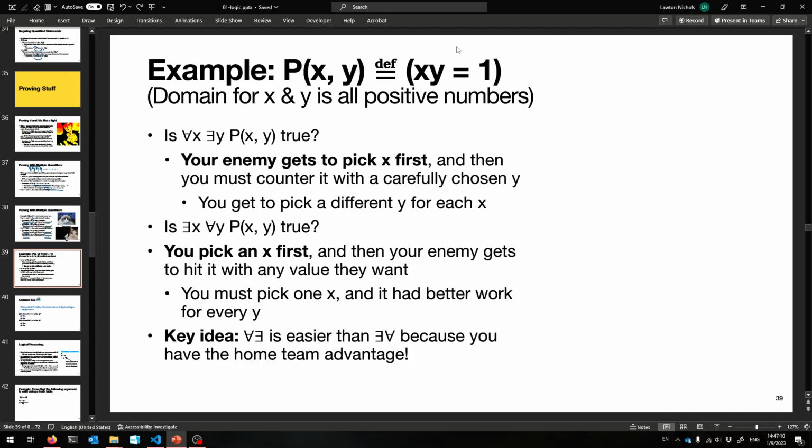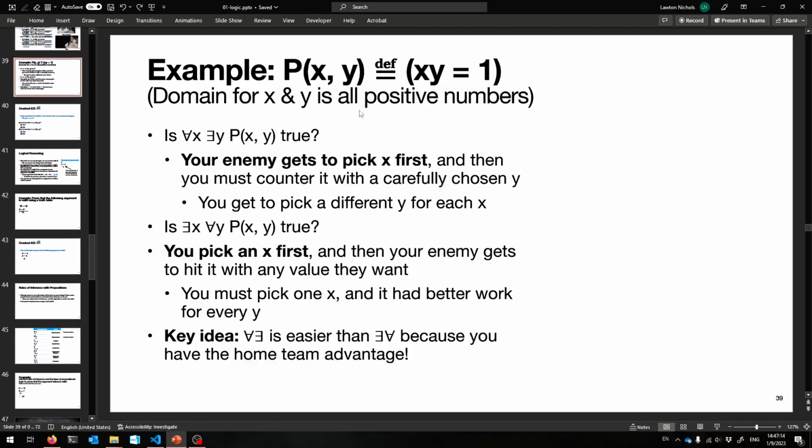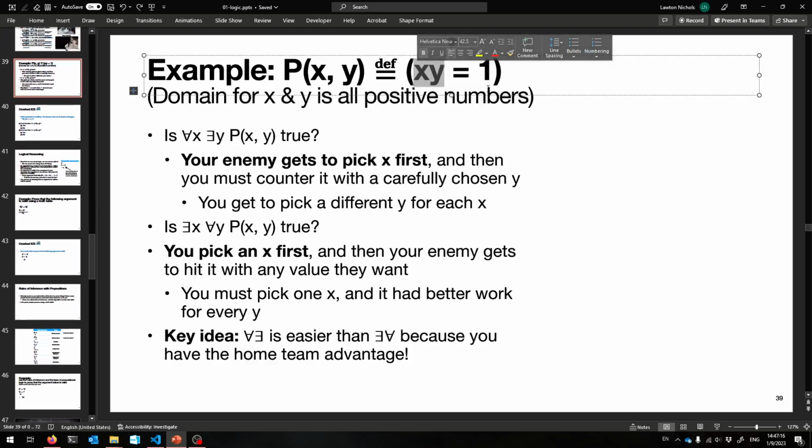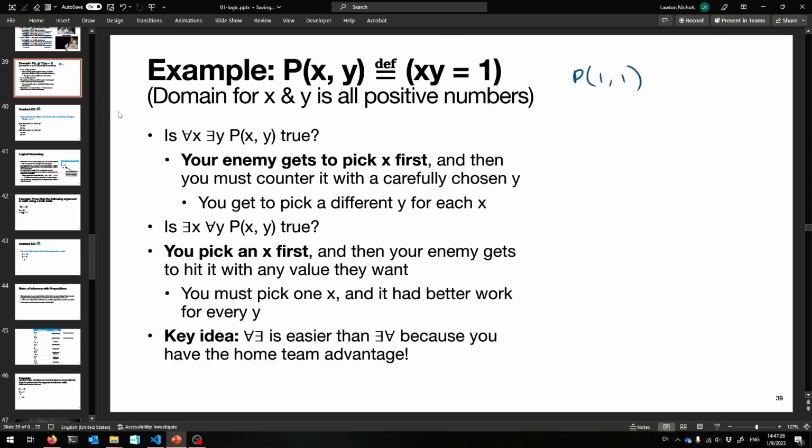So let's define this predicate. P of x and y has got two things. Let's define it to mean claiming that x times y is equal to 1. All right, so that's a predicate. It could be true or false, depending on the x and y, right? So for example, P of 1, 1 is true, because 1 times 1 is 1.